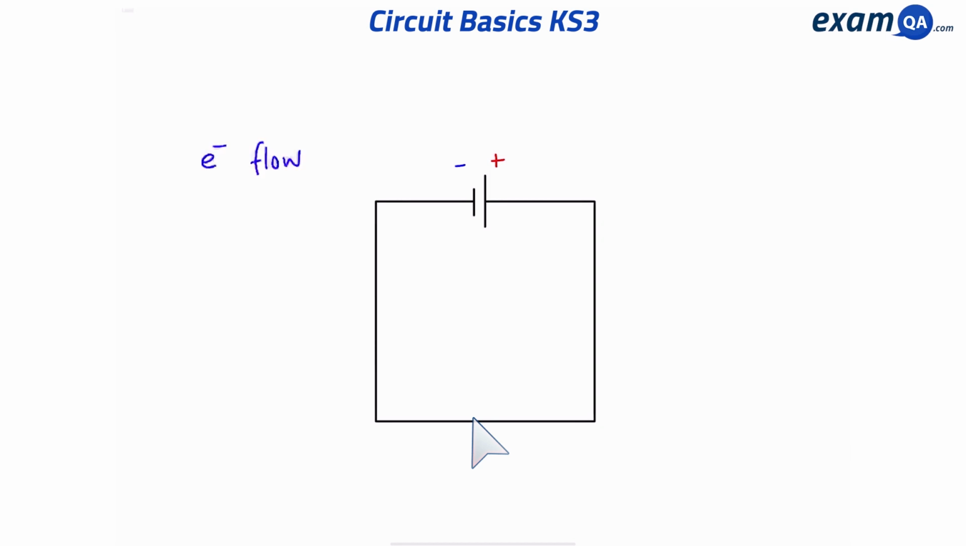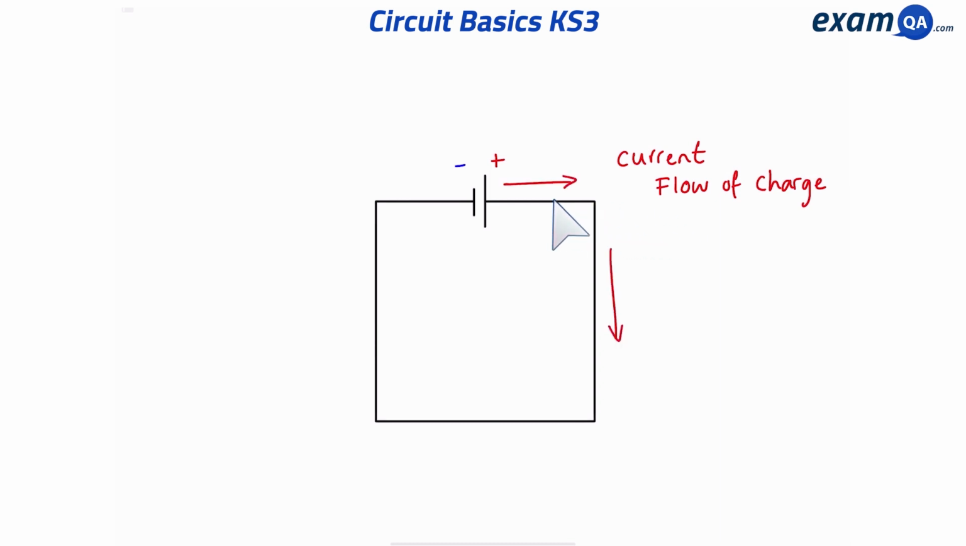Now in a circuit we have electrons that flow. And electrons always flow from the negative side towards the positive side. However, they could also ask you about current. Current is the flow of charge, and current always flows from positive to negative. The current is the same everywhere in the circuit.